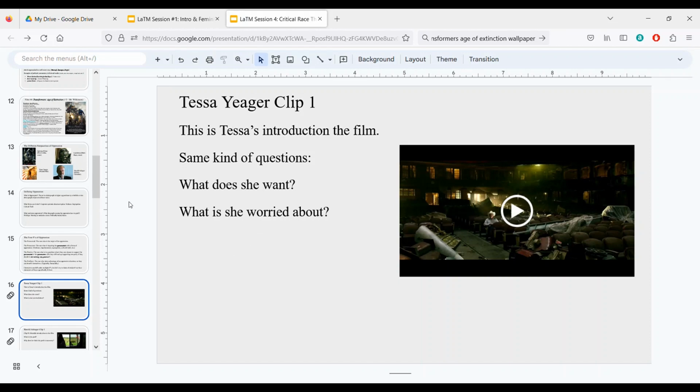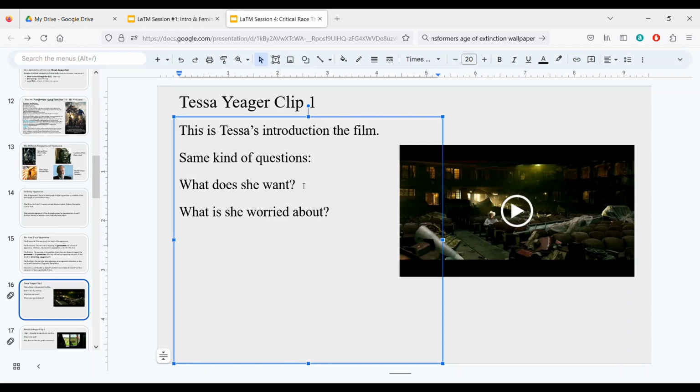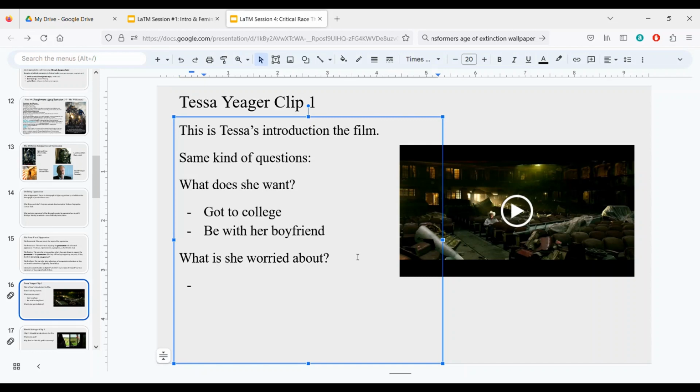So just some general questions, Tom, after watching the movie again. What does she want? What is she worried about? More at the start of the film, but yeah, you can talk about general. She wants to go to college. Wants to go to college, yep. College is good. She wants to be with her boyfriend. Who wouldn't? He's hot. And then, what is she worried about? Her dad's well-being. Mm-hmm.